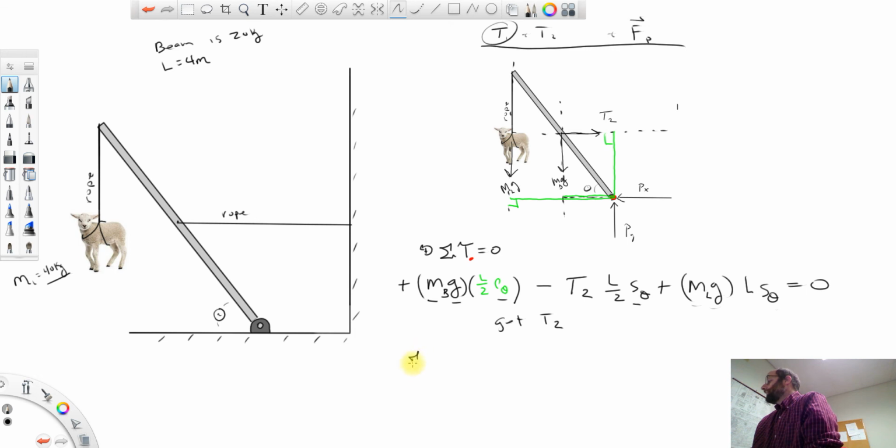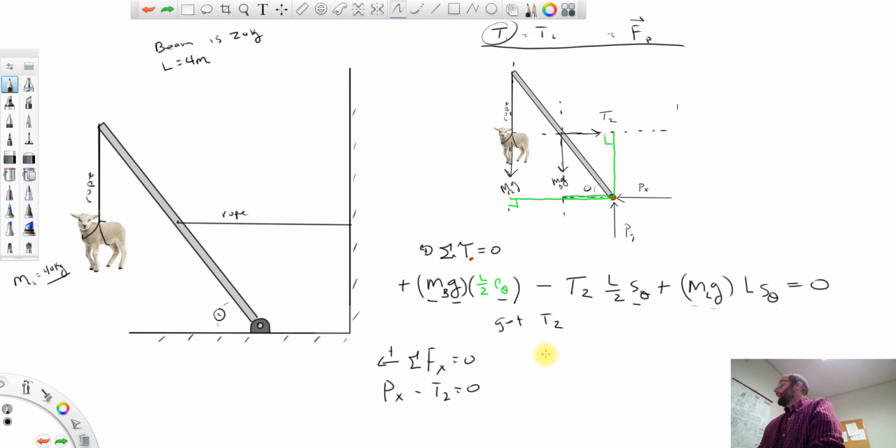Next, we can write a force equation. Maybe sum of all forces in the x direction equals 0. It doesn't matter if we do left or right positive. I'm going to do left positive because I just feel like being a non-conformer here. Again, we look at our free body. There are only 2 forces in the x direction, this one and this one. Had we done right positive, it would be like this. Either way we're going to get the same solution: Px is equal to tension 2.